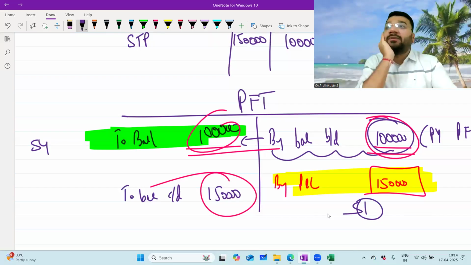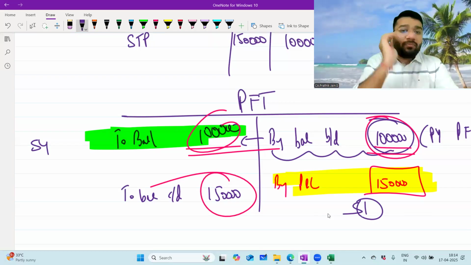Any difficulty in understanding this point? Clear at this point?